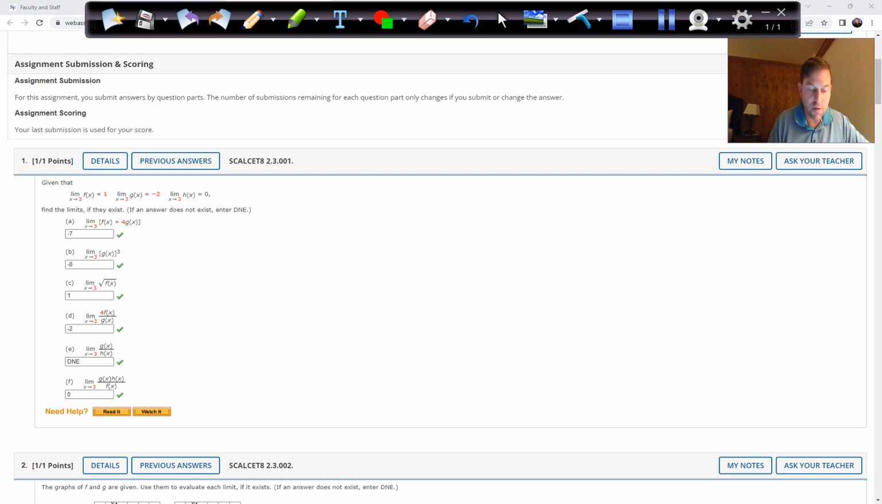It turns out if you have the limit of two functions being added, you can break those up into the limit as x approaches 3 of f of x plus, and I can pull out this 4, so that 4 can come out, and we can call this the limit as x approaches 3 of g of x. So you can split those up.